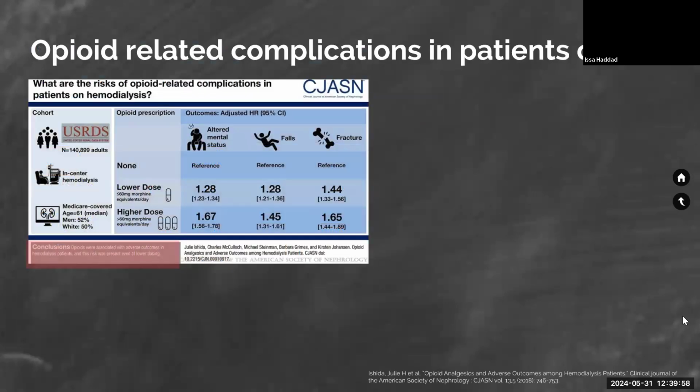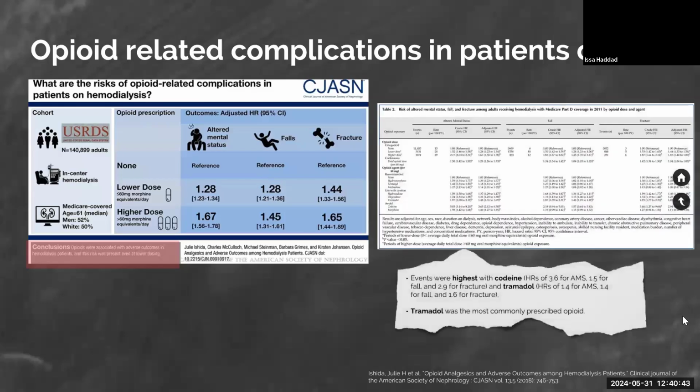Now, similarly, they looked at opioid-related complications. They took three complications: altered mental status, patients coming with falls, and patients coming with fractures. They used the same registry data, the USRDS. They looked at almost 140,000 in-center hemodialysis patients, most of them with a median age of 61, men at 52% and white at 50%. Their conclusion was that opioids were associated with adverse outcomes in hemodialysis patients, even with lower doses.